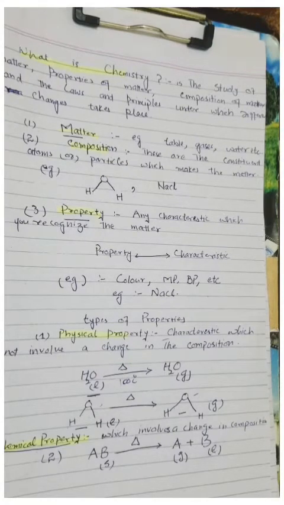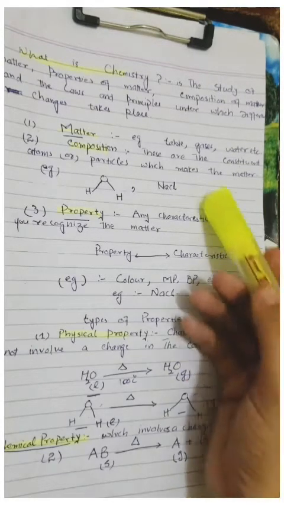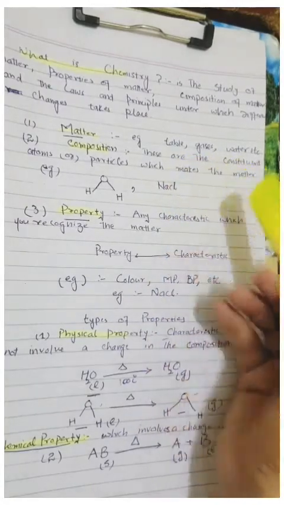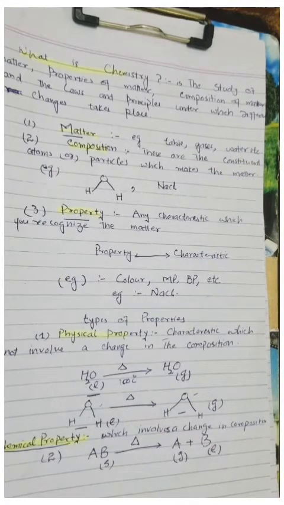So the first part is matter. What is matter? I think it's very easy and straightforward to understand. Matter is anything which has mass and occupies space. And here are the examples of matter, for example, table, gases, water, etc. Depending upon you, you can give different examples.